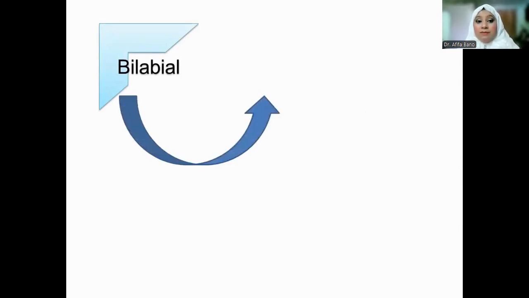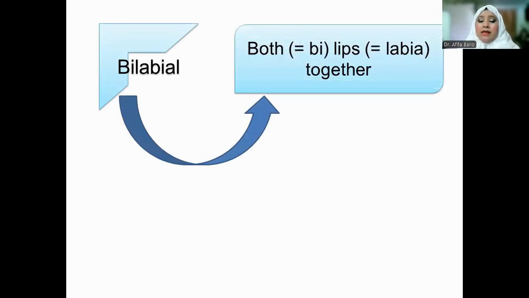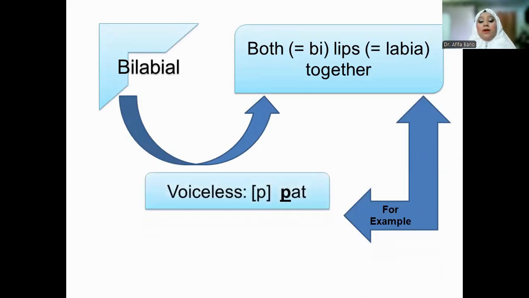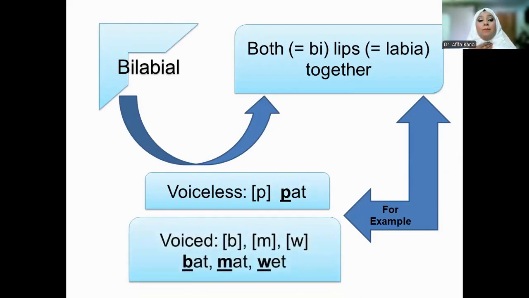So first of all, we will see bilabial. What is this bilabial? See, bi means both and labia means lips. So when both the lips come together, then we make a sound like pa. Pa is a voiceless sound. You can feel and decide by yourself whether it is voiceless or voiced. You say pa, pa. There is no vibration. But when you say ba, ba, ba, you will feel more vibration. Ba, ma, va. Place of articulation is both the lips.